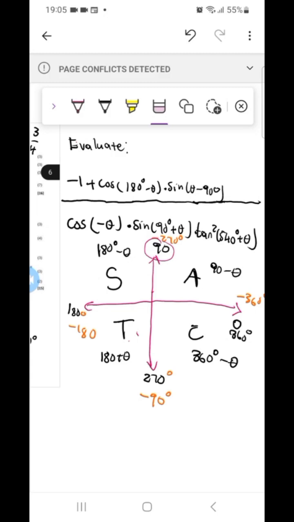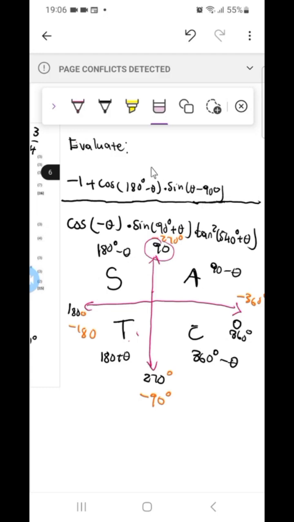But sometimes they can tell you that you should simplify to a single trigonometric ratio, because when you evaluate it, you'll end up getting a trigonometric expression. But sometimes when it's evaluated, you can either get a value or a trigonometric expression.